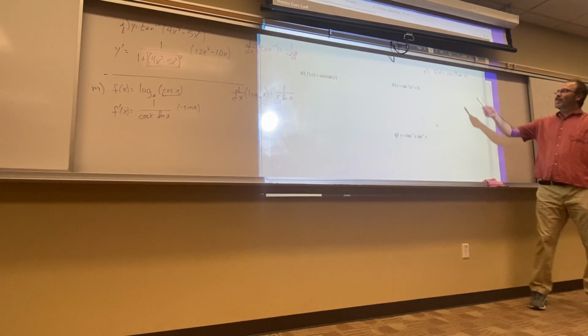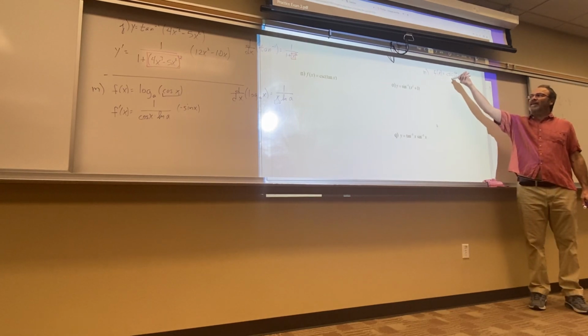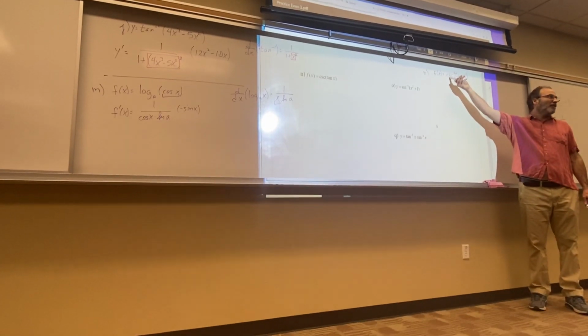So cosecant has to have an angle. What is there for it to be its angle?